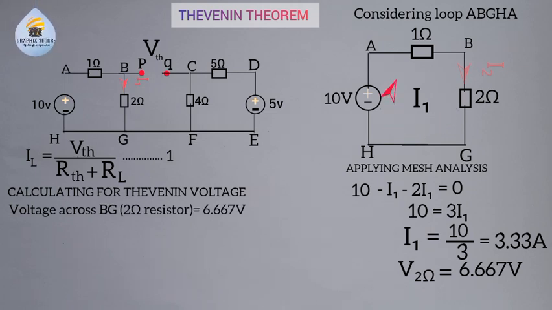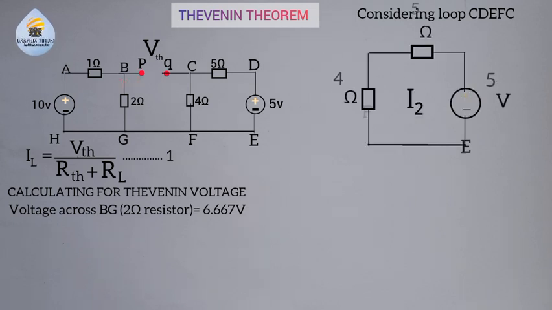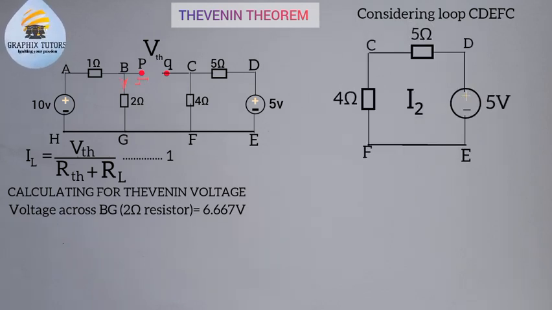Now I will go to the other mesh or the other loop. I'm going to consider mesh or loop C, D, E, F. Let me draw it out. So when I draw it out, I'll be having this, right? I've taken this section out. So we have the 5, 4, and we have the 5 volts here. If I am going in an anti-clockwise manner, I just want to go through the positive side. So I'm starting from this positive and I'm flowing in this direction. You can see I'm flowing in this direction.